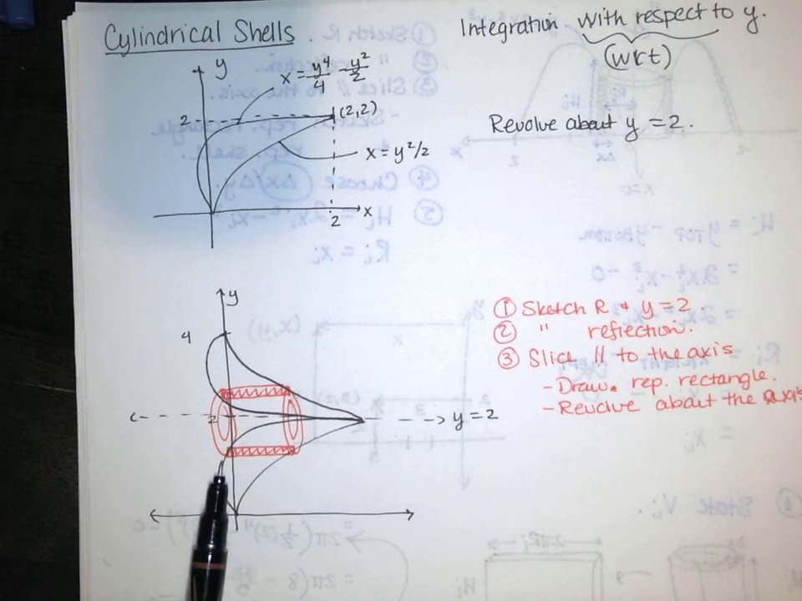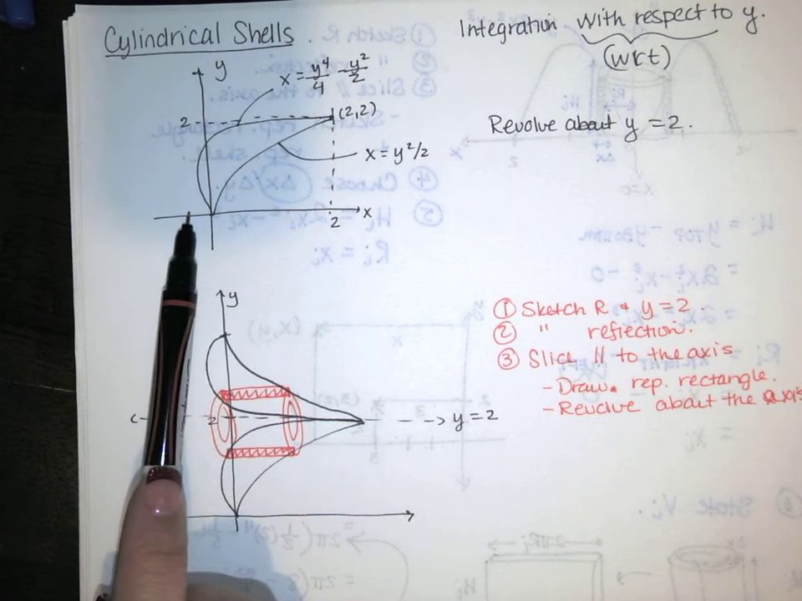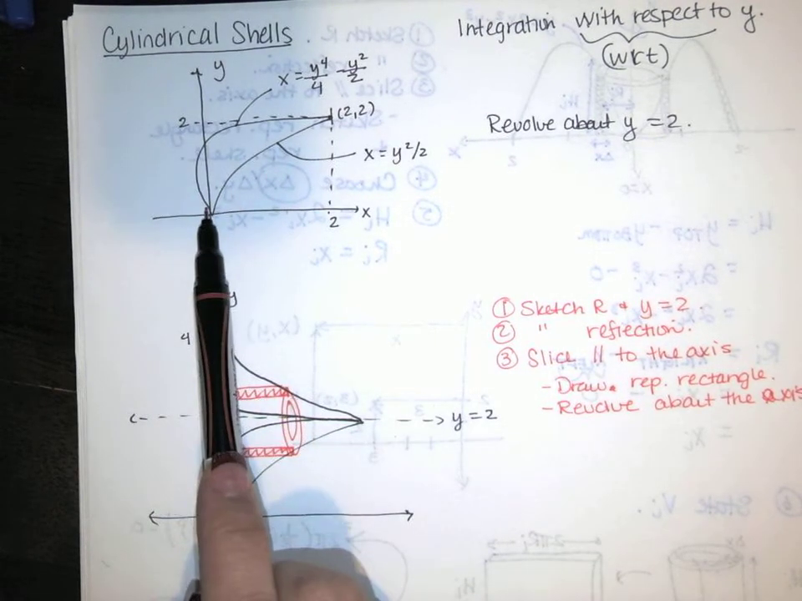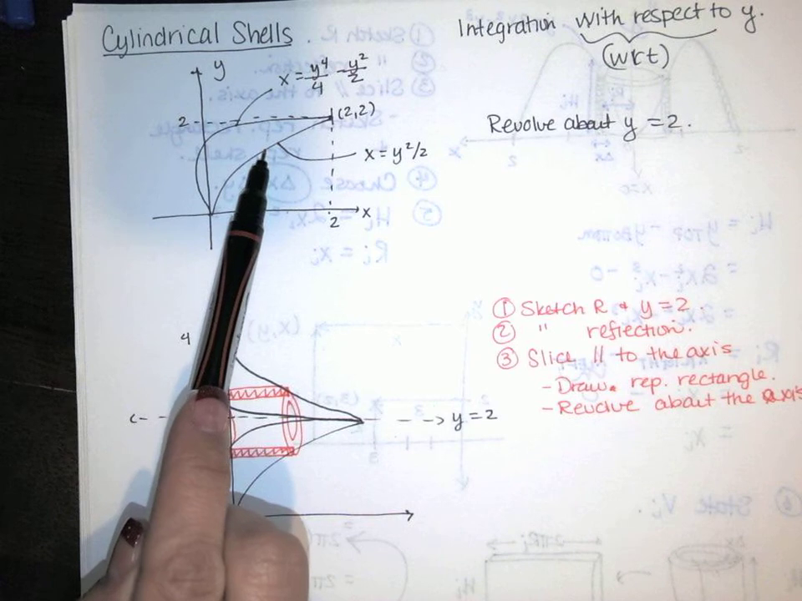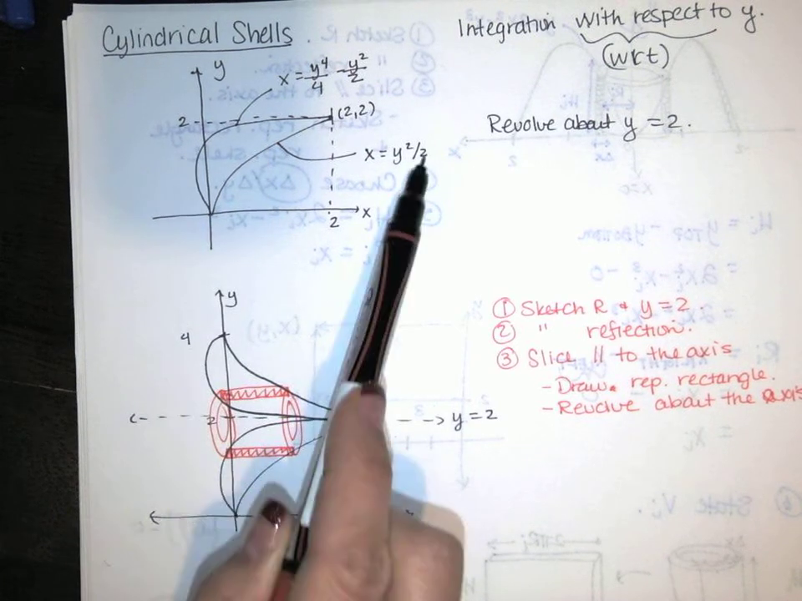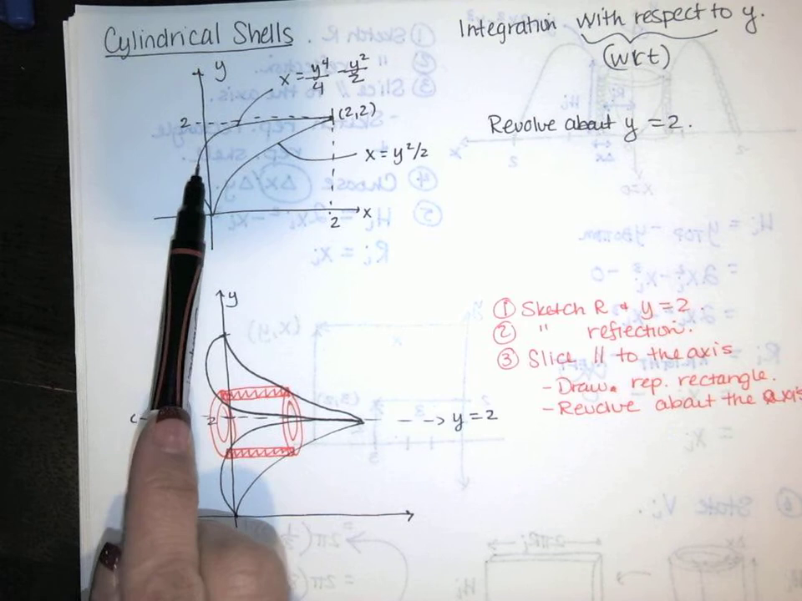I want x on the right minus x on the left, because look at these equations. I've got x as a function of y over here and x as a function of y over here. If I want to do x on the right minus x on the left, all I have to do is take that one and subtract that one.